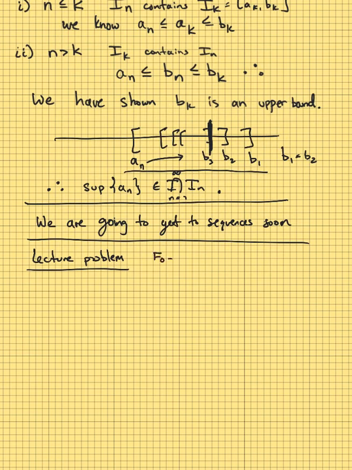So I'm going to say f0 is 0, f1 is 1, f2 is 0 plus 1, so it's 1, f3 is 1 plus 1 is 2, and f sub n is equal to f sub n minus 1 plus f sub n minus 2. This is called the Fibonacci sequence.